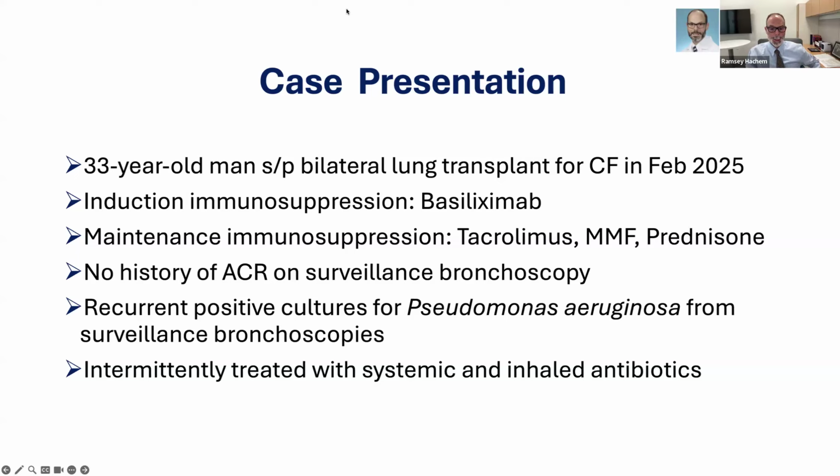He had serial surveillance bronchoscopies and had no episodes of acute cellular rejection on those surveillance bronchoscopies. He did have recurrent positive cultures from bronchoscopy specimens for Pseudomonas aeruginosa. And those positive cultures were treated intermittently with a combination of systemic and/or inhaled antibiotics.